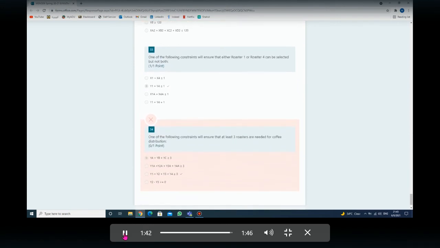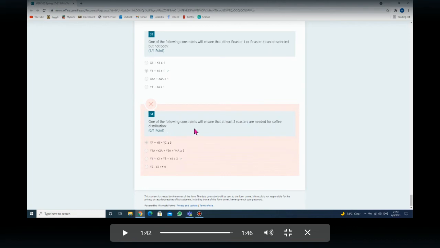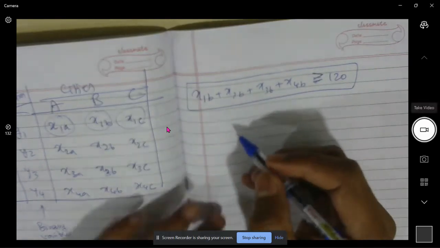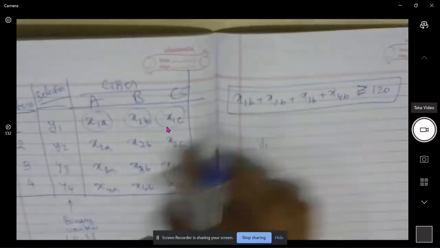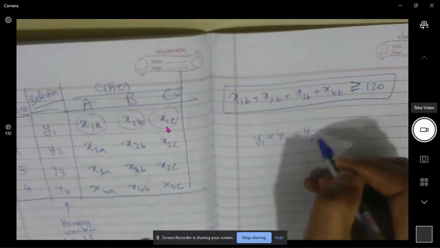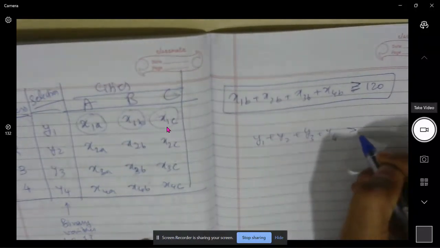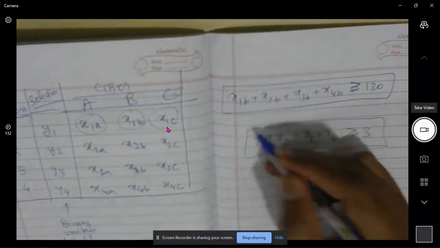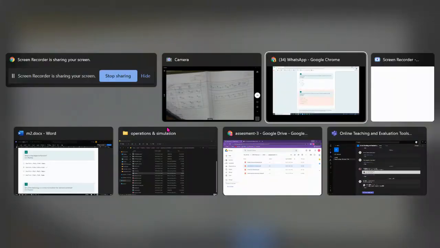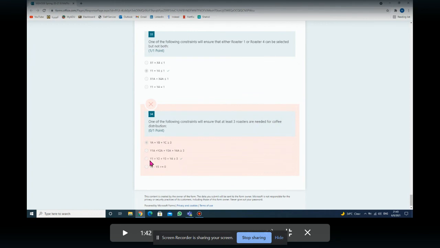Now come to 34. One of the following constraints will ensure that at least three roasters are needed for coffee distribution. So at least three means what? Three or more. So if I take all these selection variables, y1 plus y2 plus y3 plus y4 should be greater than or equal to 3. So either it should be 3 or more than 3. Let's look at the answer. Here the answer is the third one: y1 plus y2 plus y3 plus y4 greater than or equal to 3.